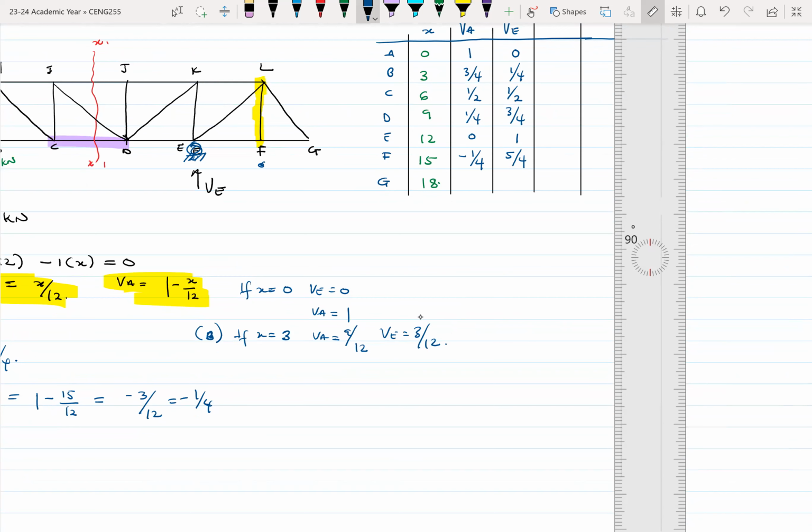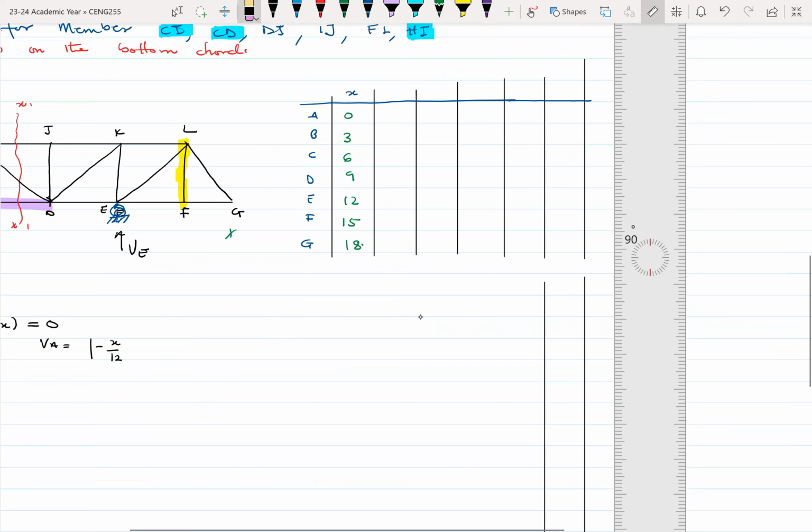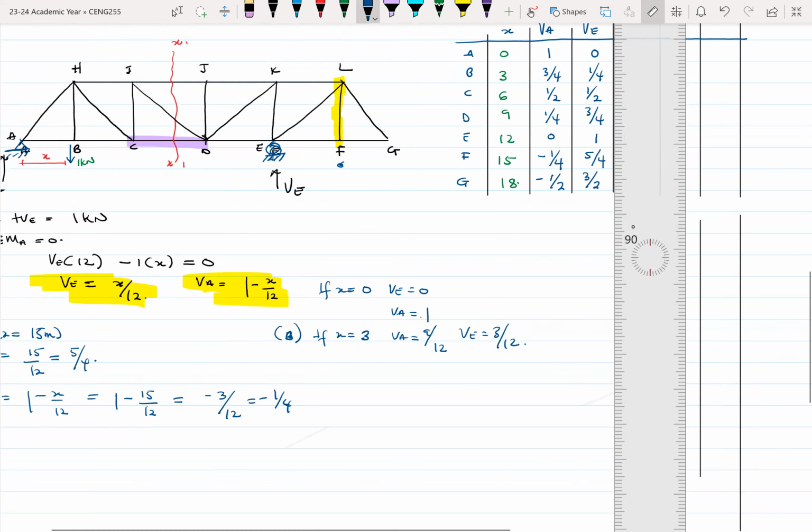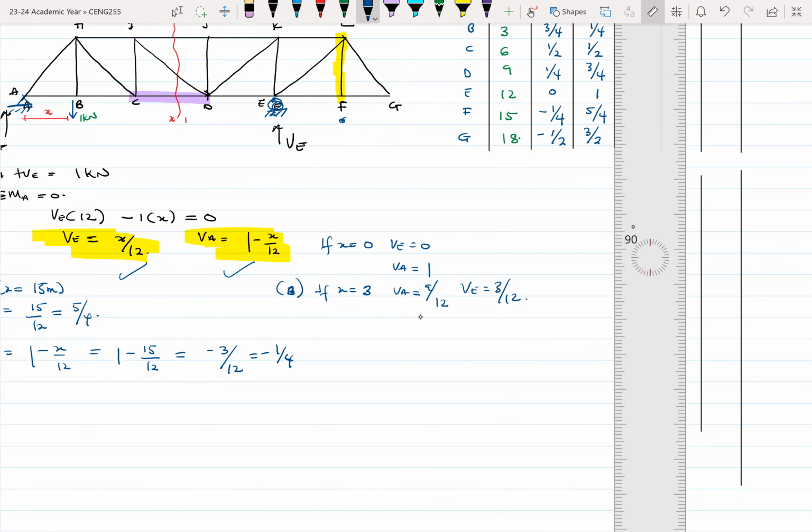Okay. If you do for G, VE becomes 3 over 2, and then VA becomes minus 1 over 2. So just slotting in the values of X for these two equations. All right. So that's our VA and VE. Simple. So we found that.